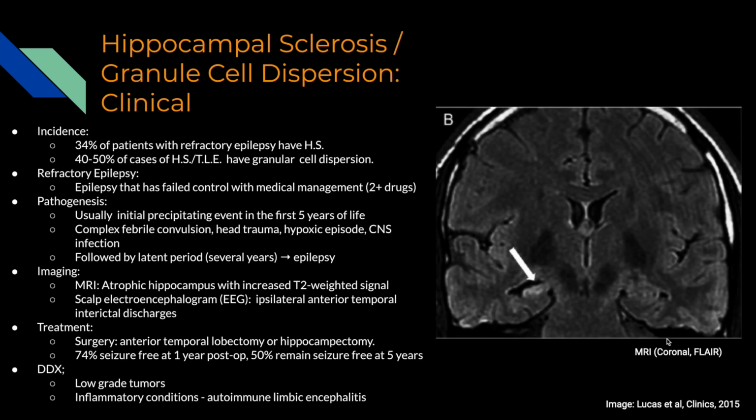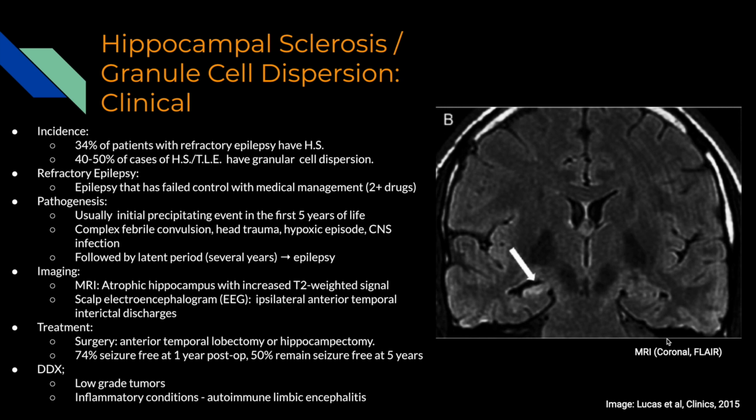So without further ado, let's look at some of the clinical features. In patients with refractory epilepsy, that means that their epilepsy is unable to be managed by two or more anti-epileptic drugs, 30 to 34% of these patients will have hippocampal sclerosis. Of those, 40 to 50% of hippocampal sclerosis temporal lobe epilepsy will also have what's called granular cell dispersion. So these two diseases go hand in hand, or at least pathological findings.